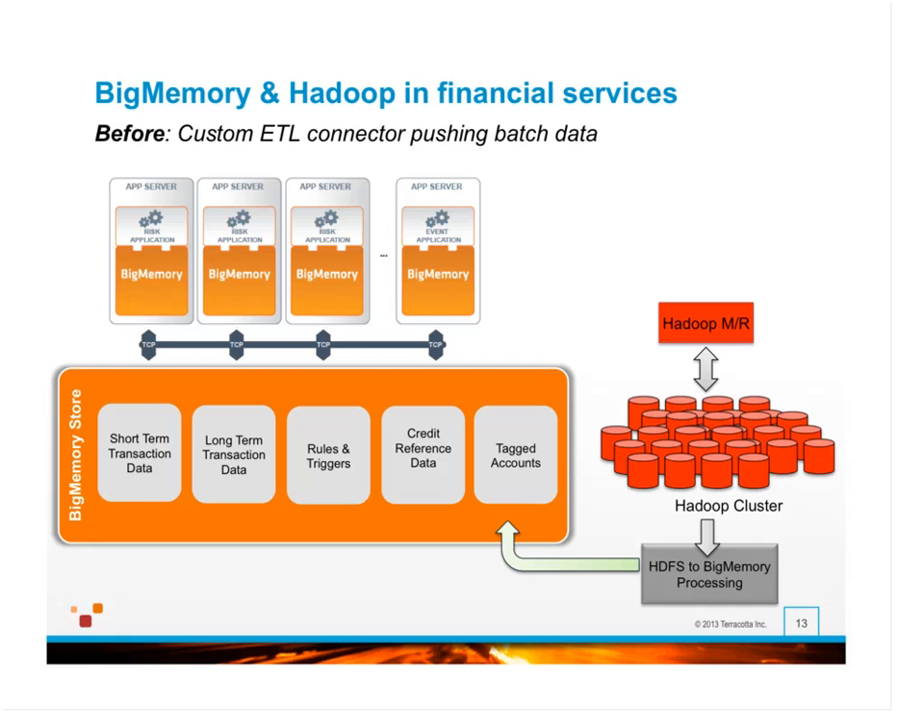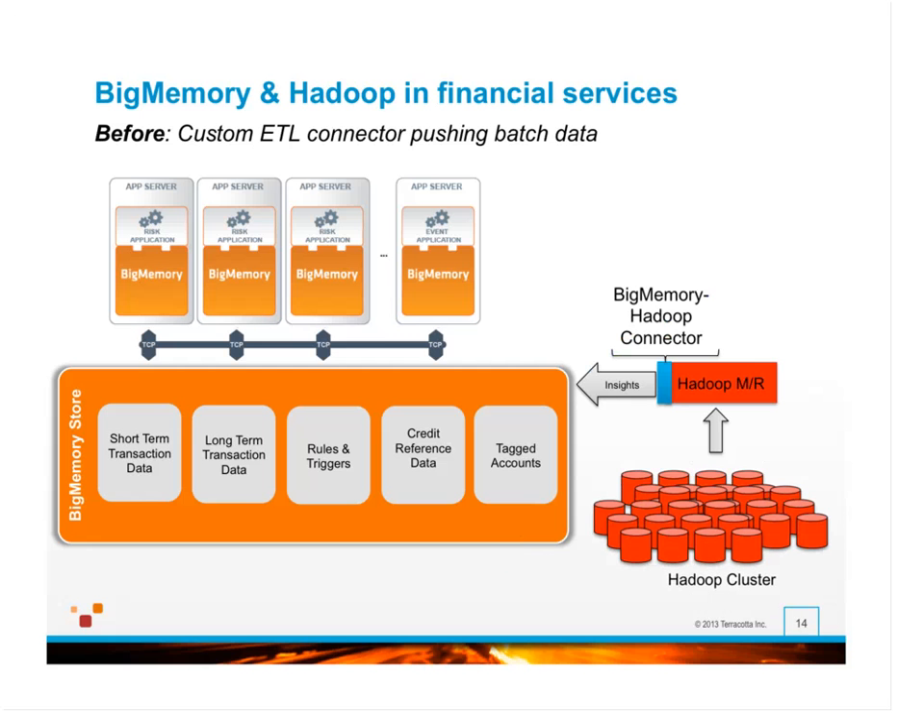And if you go to the next slide, that slide shows how the new data integration solution makes use of the Hadoop to BigMemory connector, which we have built, that makes it possible for insights to stream into BigMemory as soon as they are available. So there are huge benefits here. The risk application now has access to insights as soon as the results are available from the Hadoop cluster.